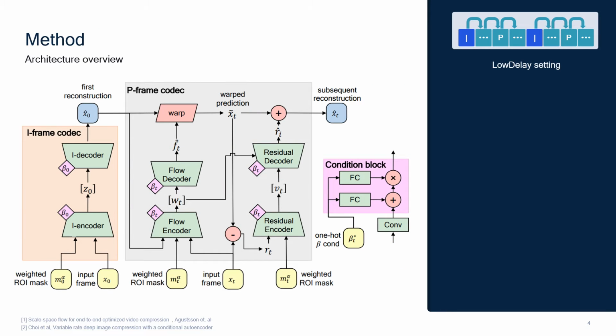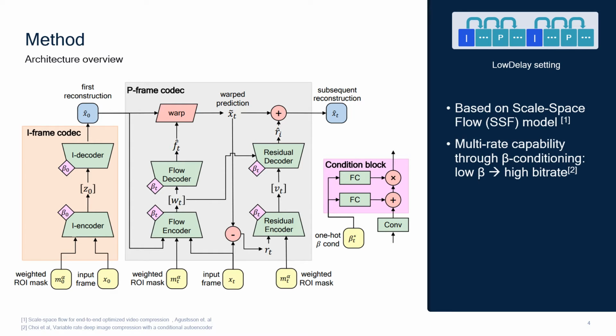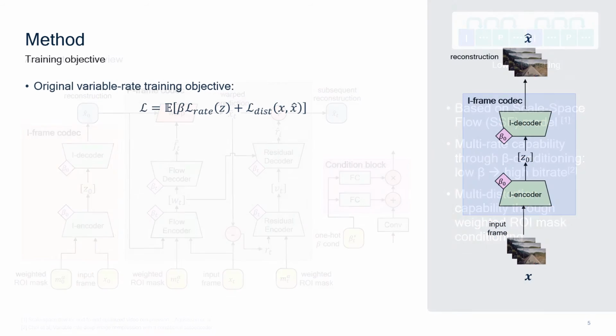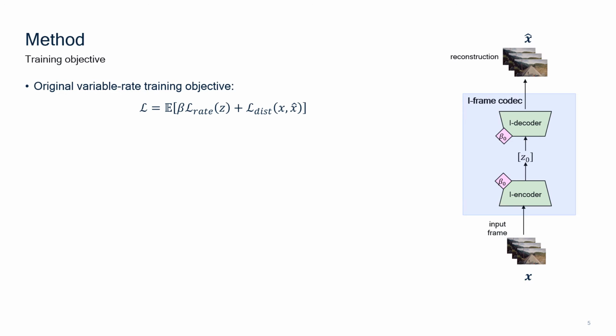We operate a neural codec in low delay mode. We base our architecture on the scale space flow model. Our I-frame codec is a regular hyperprior autoencoder. Our P-frame codec predicts an approximate version of the current frame from the previous frame using optical flow estimation and residual prediction. We add multi-rate capability via beta conditioning and multi-distortion through ROI mask conditioning. We modify the training objective as follows.